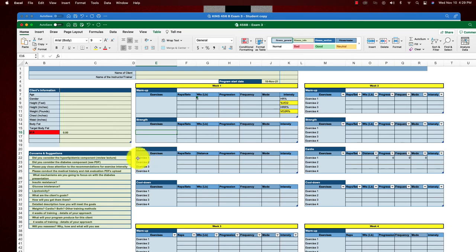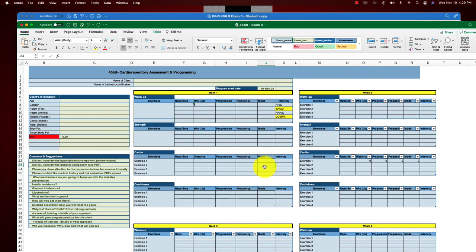And same thing with cardio. What's the mode? Is she going to do a treadmill? Is she going to be running outside? Is it going to be treadmill and outside? Is it going to be a row machine? And then how are you going to do a cool down?